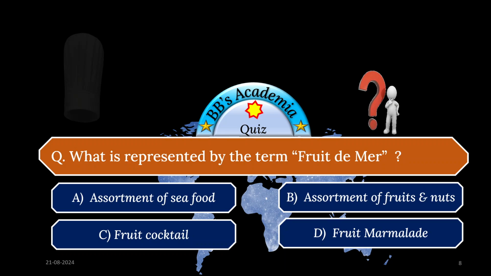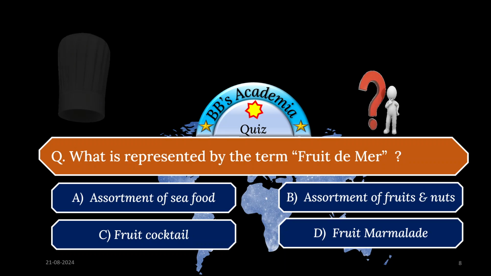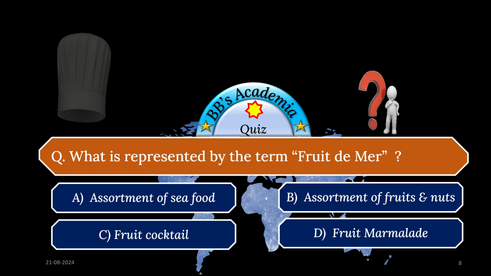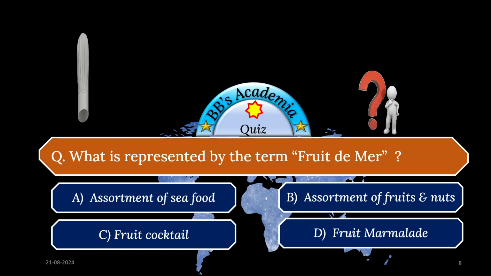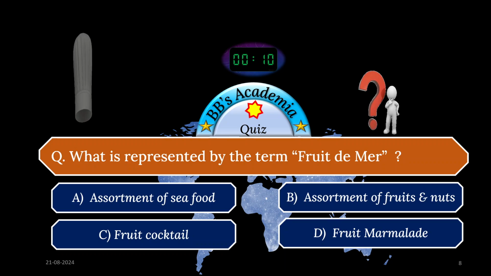I repeat once again, option A is assortment of seafood; option B, assortment of fruits and nuts; option C, fruit cocktail; option D, fruit marmalade. Out of these four, which one is correct? That is your task for the time being. So start brainstorming yourself, and 10 seconds are allotted for this question. Your time starts now.